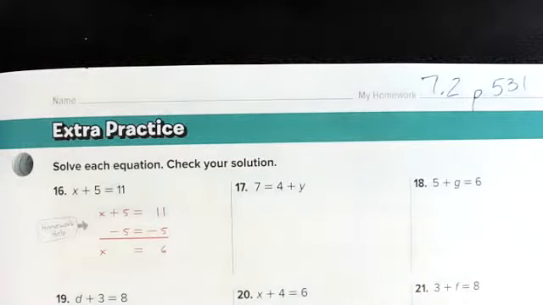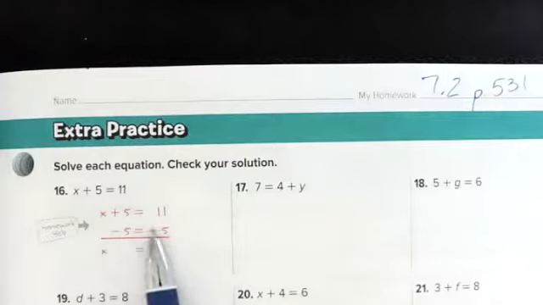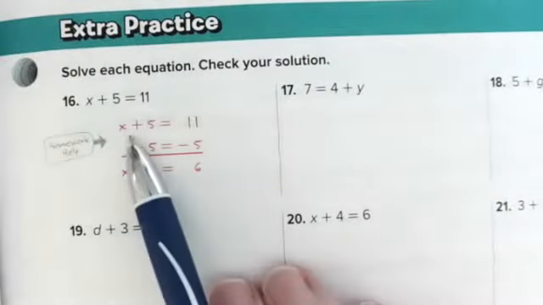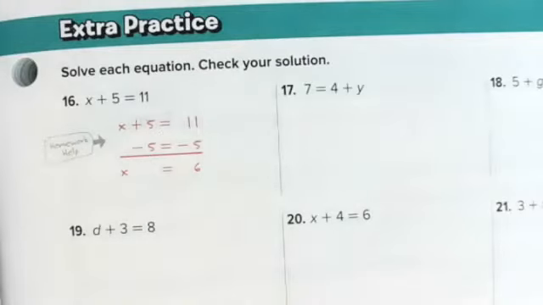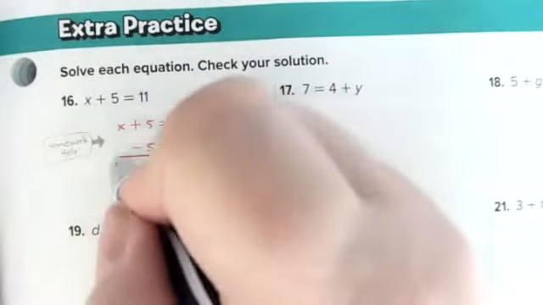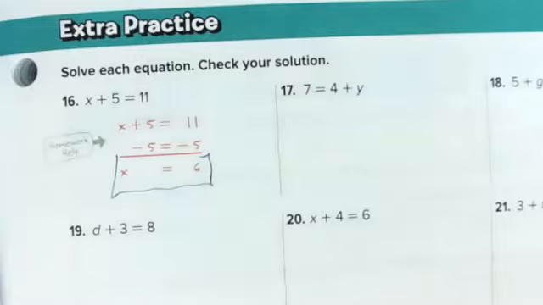So number 16 is done for us. We have x plus 5 equals 11. And we want to isolate the variable x. It has a plus 5. We're not interested in what x plus 5 equals. We're interested in what x equals. So we subtracted 5 from each side, and this gave us our answer of x equals 6.